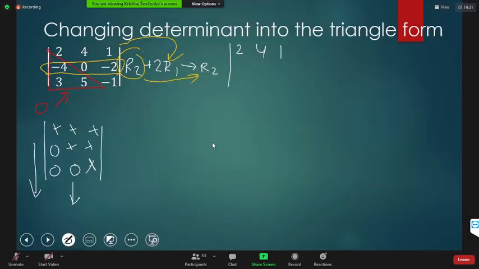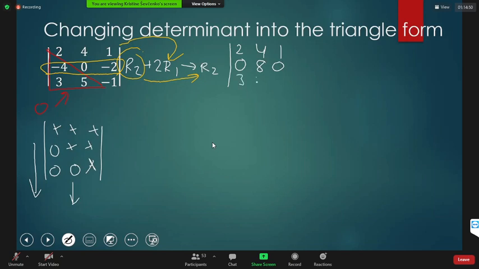So we add the first row downwards times 2. 2 times 2 is 4. Added to -4 will be 0. 4 times 2 is 8. Added to 0 is 8. 1 times 2, 2. Added to -2 is 0.